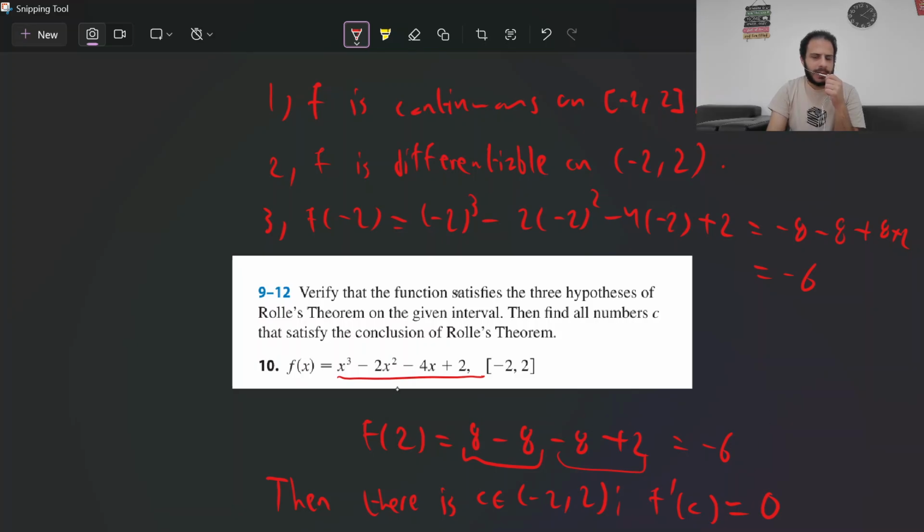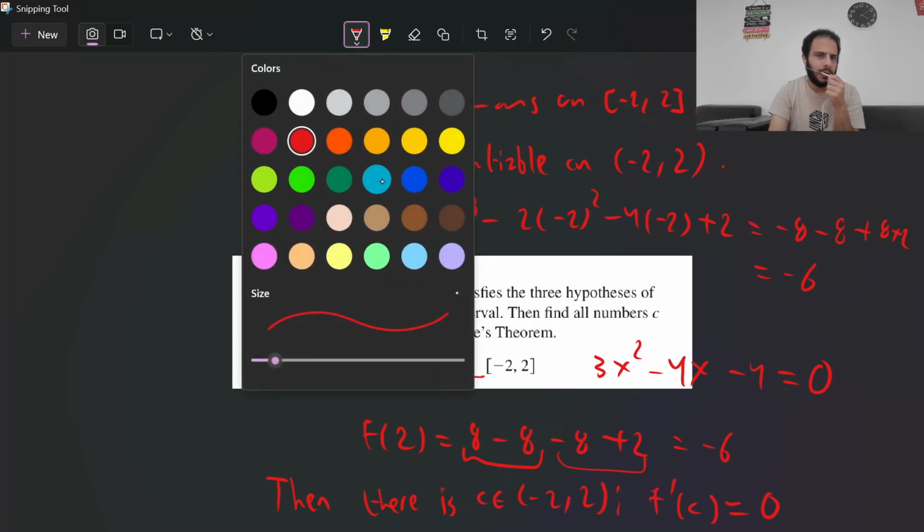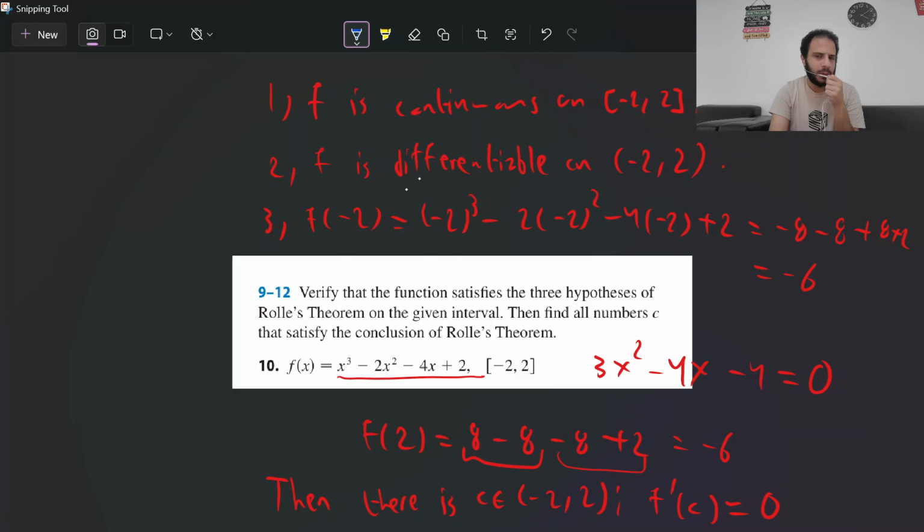What's the derivative of this function? The derivative is 3x squared minus 4x minus 4 equals 0, right? I will use now another color. I will use the quadratic formula to find the solution, okay? So what's the quadratic formula? x equals minus b plus or minus the square root of b squared minus 4ac over 2a, right? Are you good with this? I think you are good with this because you know this formula.